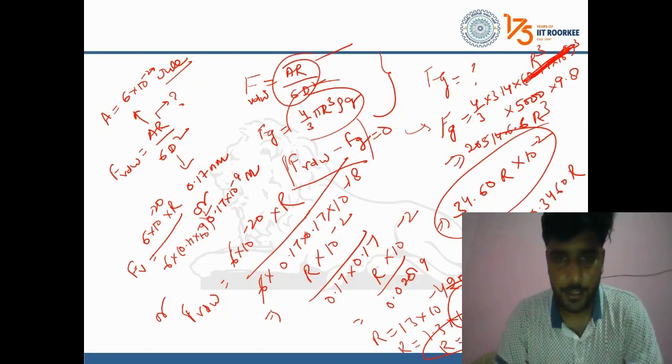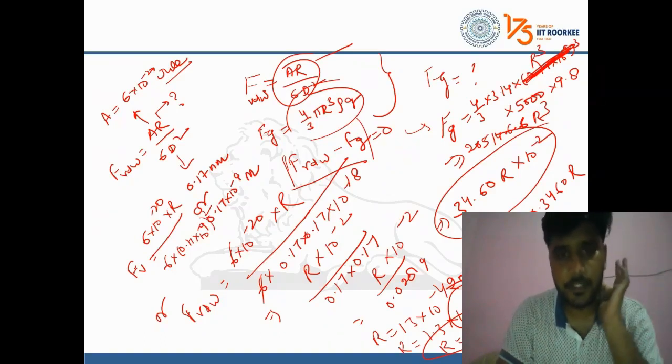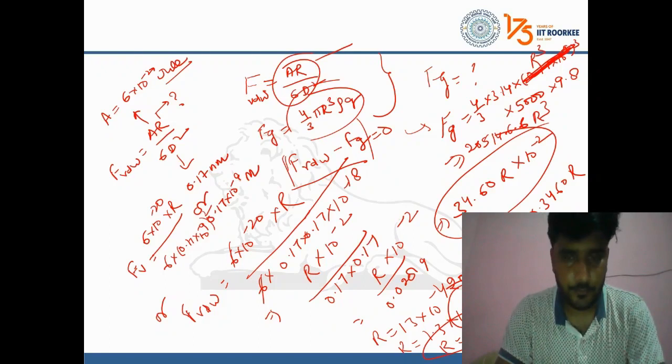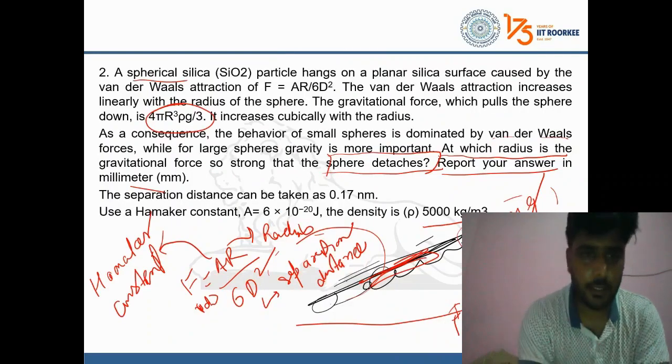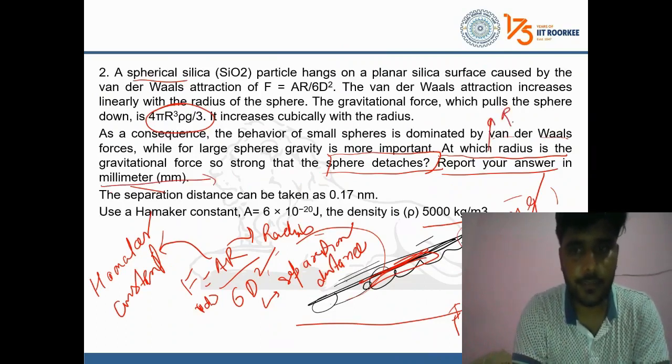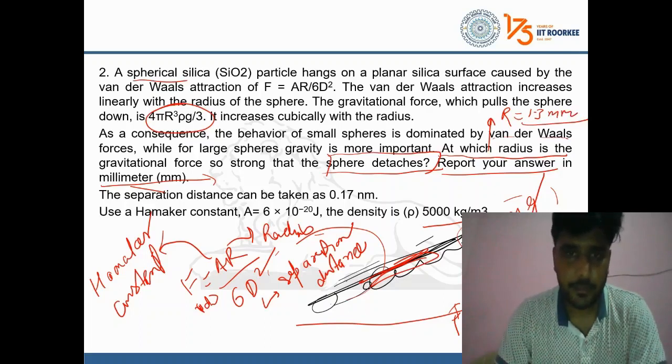Yes, I will share the solution for this in a different manner. This is for solving purpose here. So the value for this radius is 1.3 mm. This is a larger distance as compared to the nanometers.